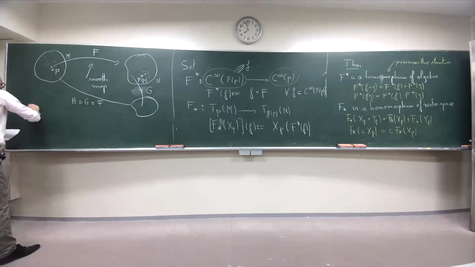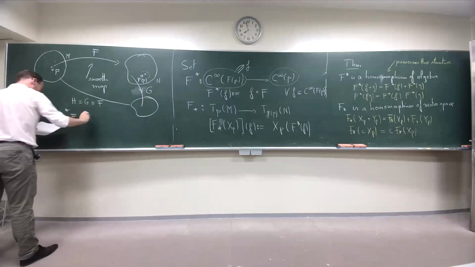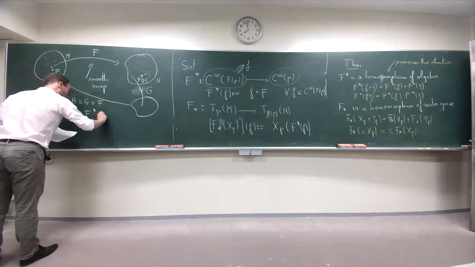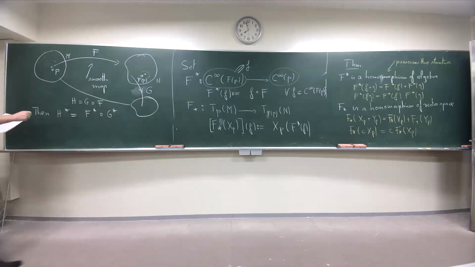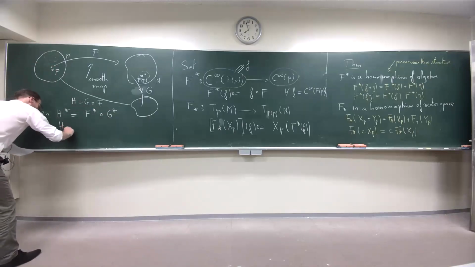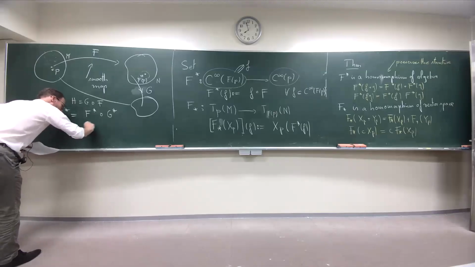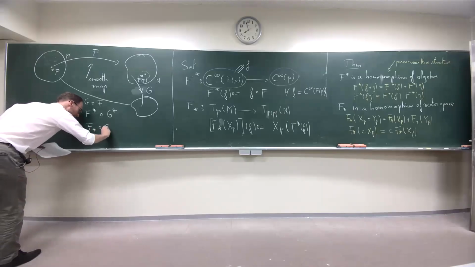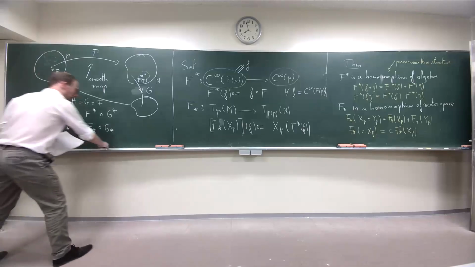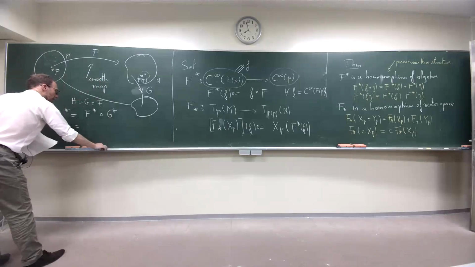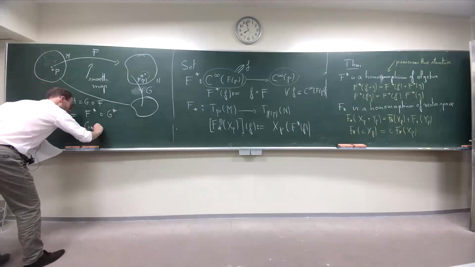Then H upper star is F star composed with G star. Observe that I have reversed the order. Wait, no, this is not correct. Wait a second. No, the second one is not correct. It is G star composed with F star.